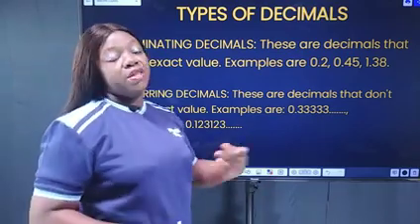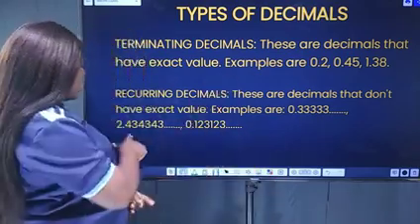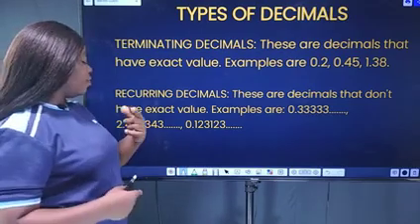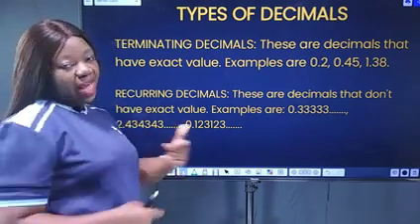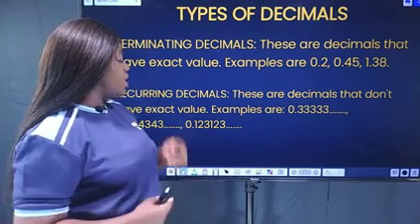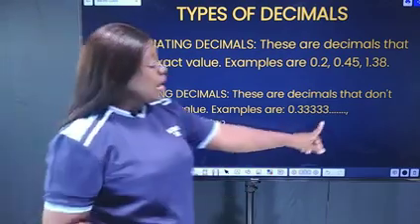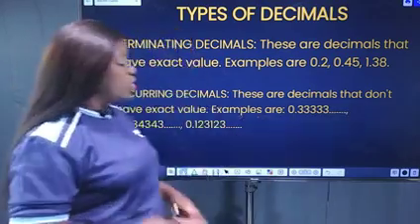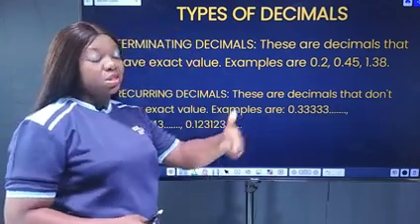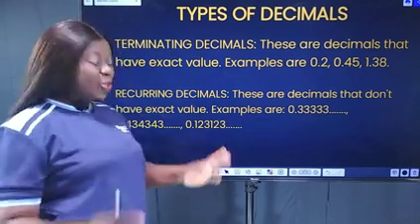Examples are 0.33333, another example is 2.434343, and so on. Another one is 0.123123, and so on. The reason I have continued with dots is to tell you that it's a recurring decimal. It does not stop except you decide to stop.